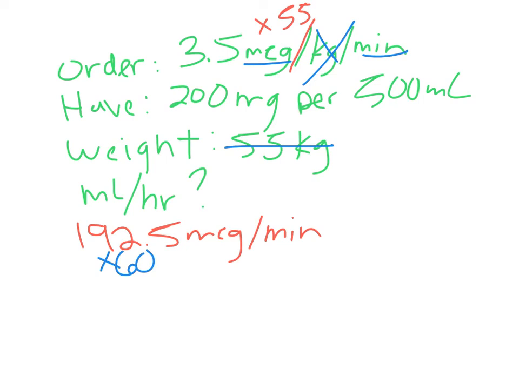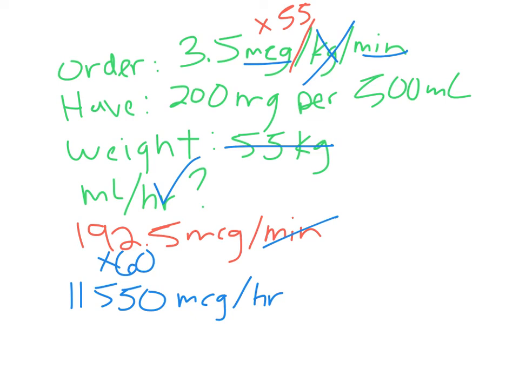So just leaving that in my calculator, 192.5 now times 60 gives me 11,550. So 11,550 is now no longer minutes, it's now what that person needs in micrograms per hour. So we've got that taken care of. It is in hours. I need to get it into milliliters now, milliliters per hour.